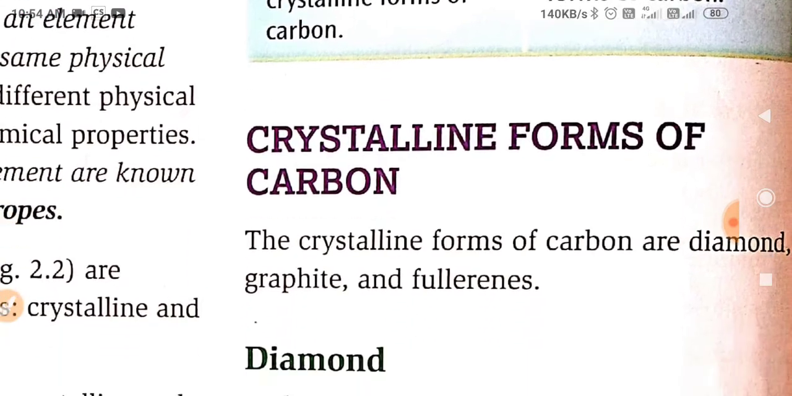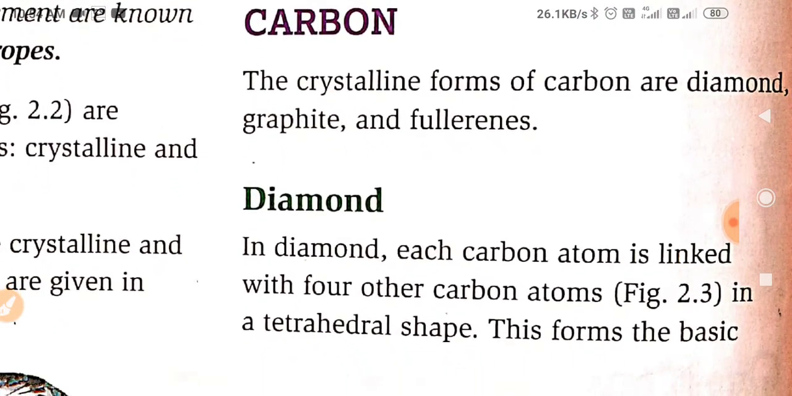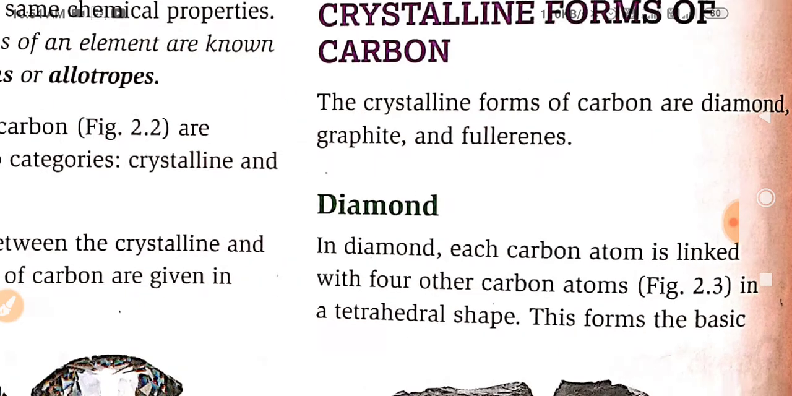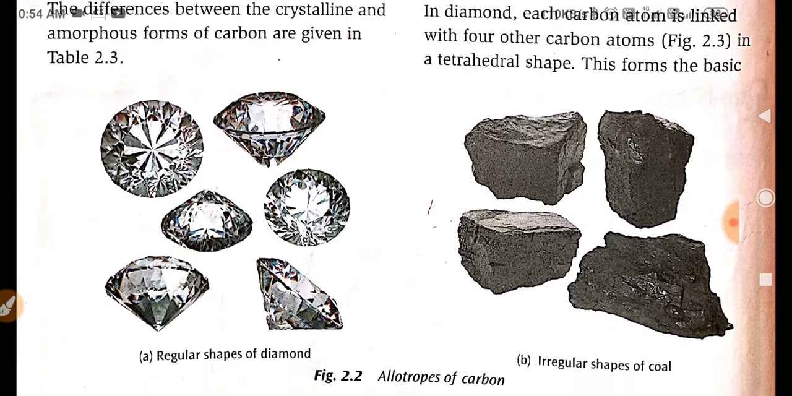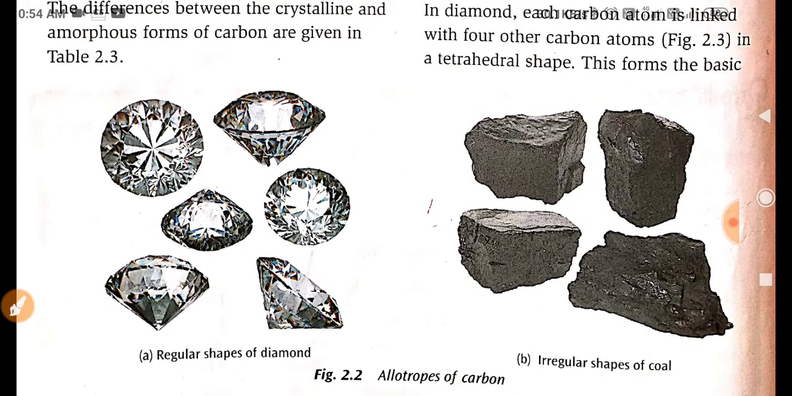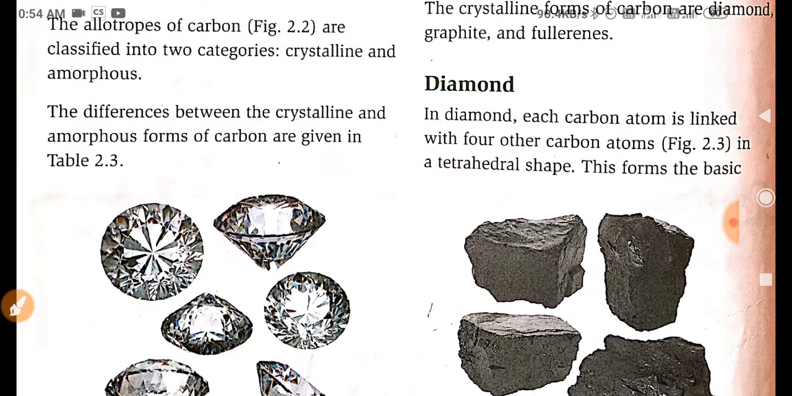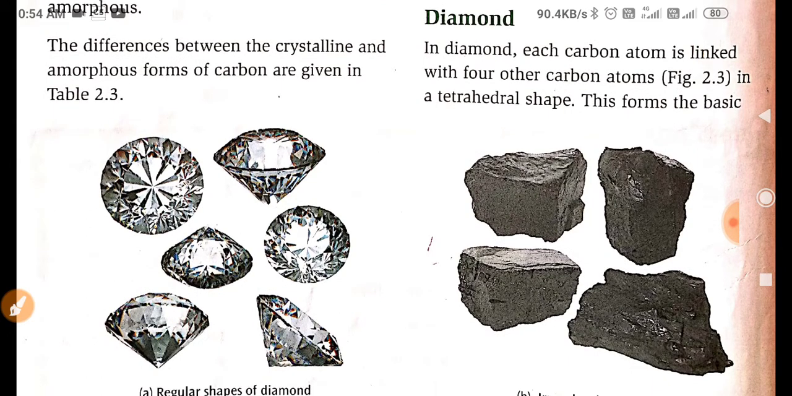So, crystalline forms of carbon. First, we read about the crystalline forms. The crystalline forms of carbon are diamond, graphite, and fullerenes, as we read already. Diamond. First, we read about the diamond. In diamond, each carbon is linked with four other carbon atoms. In figure 2.3, you can see some regular shapes of diamond. Each carbon is linked with four other carbon atoms in a tetrahedral shape.